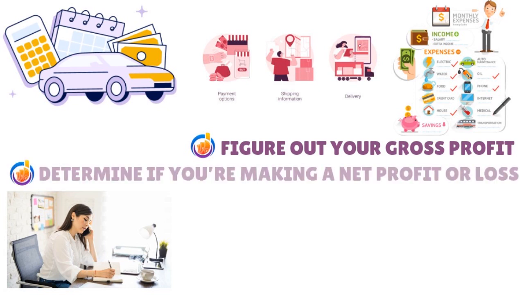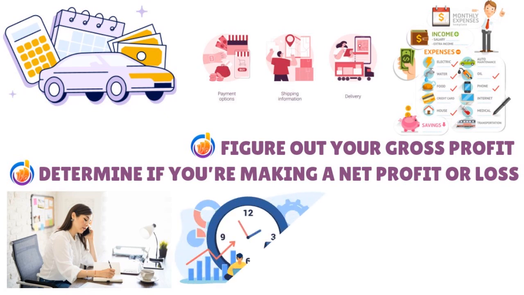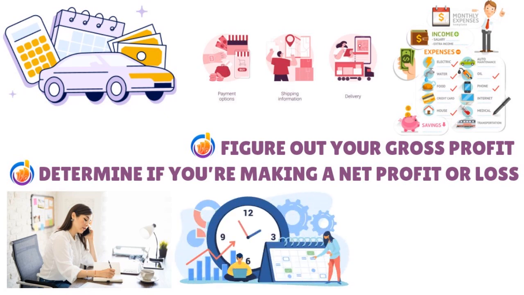Next, you want to determine if you are making a net profit or loss for the season. Again, the season can be a month, a week. It can be a quarter. It can be six months. It can be 1 year. Okay, so your net profit is what you get to keep after paying taxes on your gross profits.